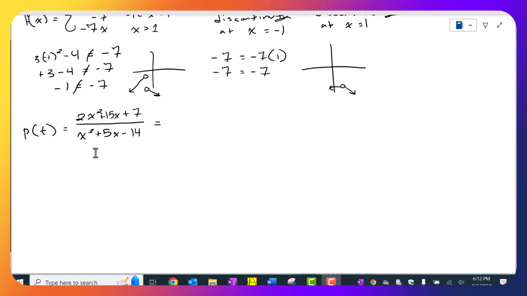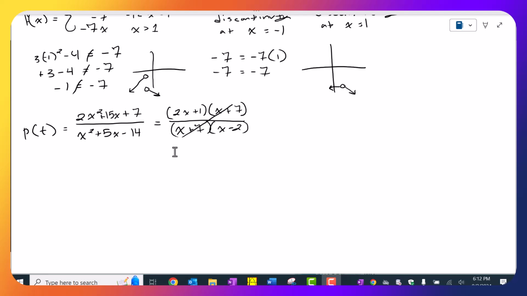But when you end up factoring it, you end up with 2x plus 1 times x plus 7. Let me just make sure I'm right. 2x squared plus 14x plus 15x plus 7. Yep. And then my denominator, x plus 7, x minus 2. And now we can see that two of these factors, I have one on the numerator and one on the denominator, they simplify to 1.